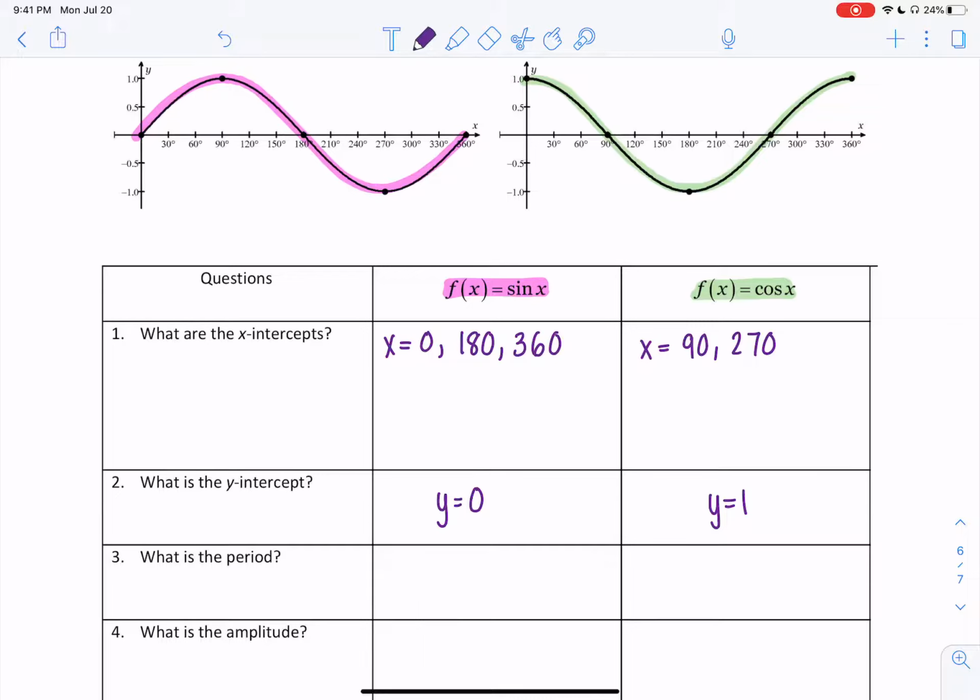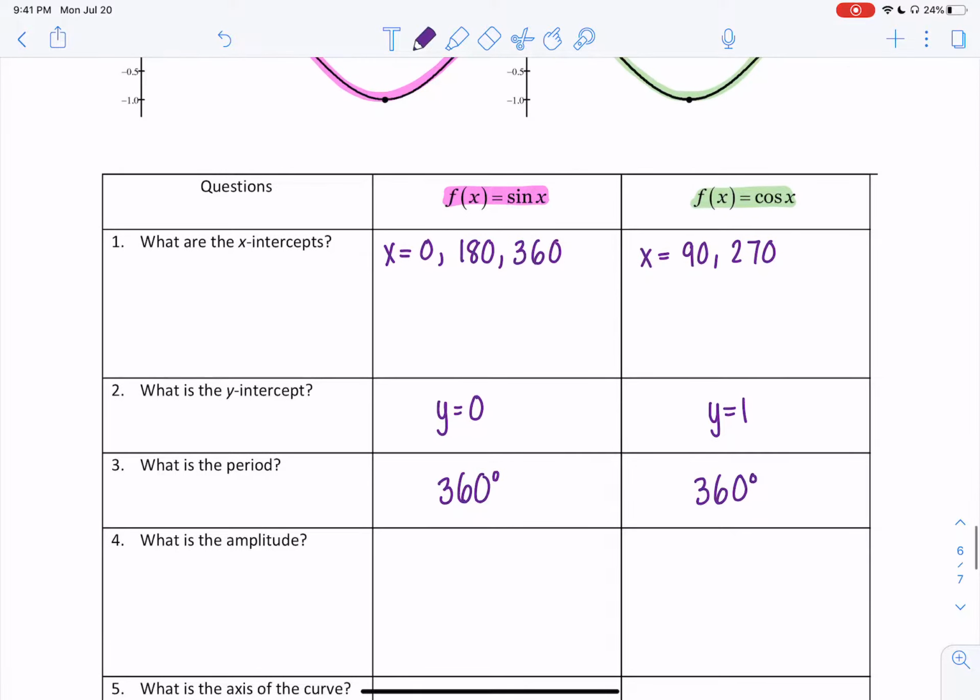Now, what about the period? How long does it take for one full cycle to complete? For my sine, one full cycle completes in 360 degrees. And same thing with my cosine. Next, let's look for the axes of the curves. For my sine, the x-axis is splitting it right down the middle. Same with my cosine. So our x-axis is our axis for both of them.